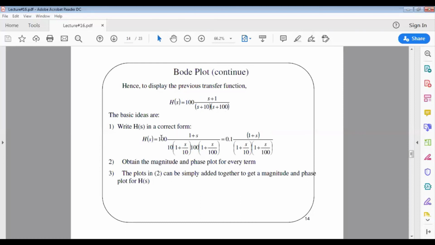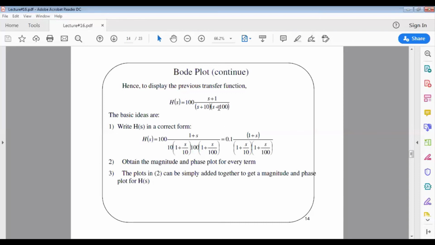When you are facing this problem, the first step is always to write H(s) in the correct form. The correct form should look like this, where we have the 100 as a constant, and 1 plus s. All the terms, let's say for example you have s plus 10, we have to take the 10 outside, and write it as 1 plus s over 10.